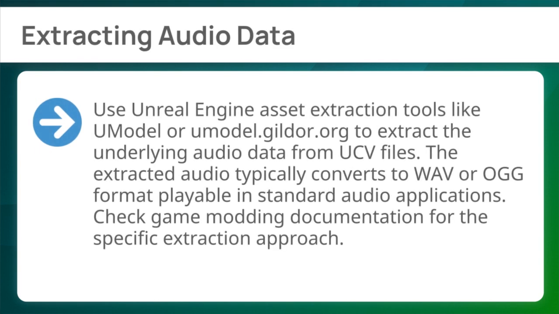Use Unreal Engine asset extraction tools like umodel or umodel.gildor.org to extract the underlying audio data from UCV files. The extracted audio typically converts to WAV or OGG format playable in standard audio applications. Check game modding documentation for the specific extraction approach.